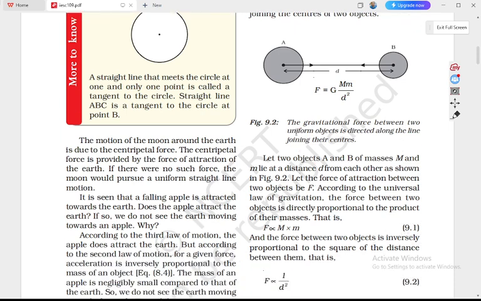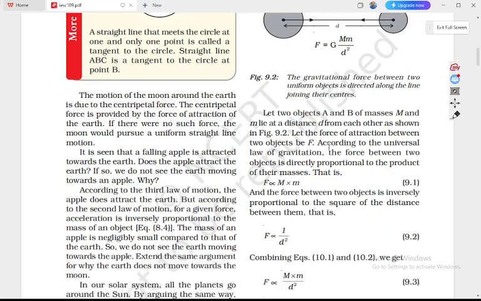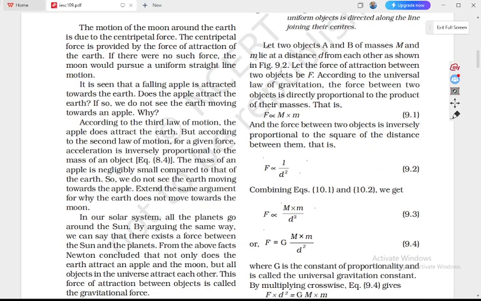The gravitational force between two uniform objects is directed along the line joining their centers. Let the two objects A and B of masses capital M and small m lie at a distance d from each other as shown in figure 9.2. Let the force of attraction between the two objects be F. According to the universal law of gravitation, the force between two objects is directly proportional to the product of their masses, that is F is proportional to M m. And the force is inversely proportional to the square of the distance between them, that is F is proportional to 1 by d square.